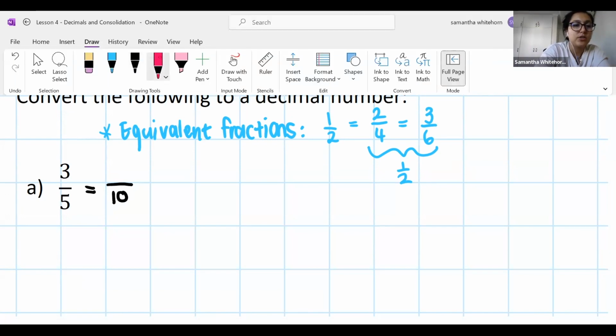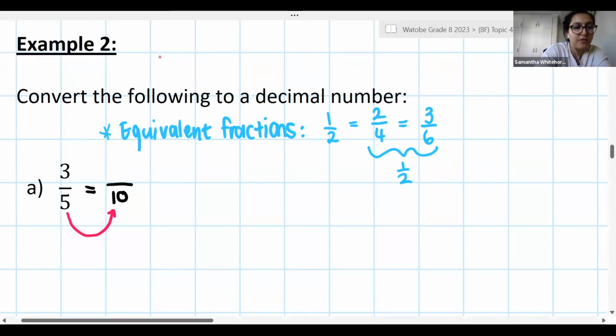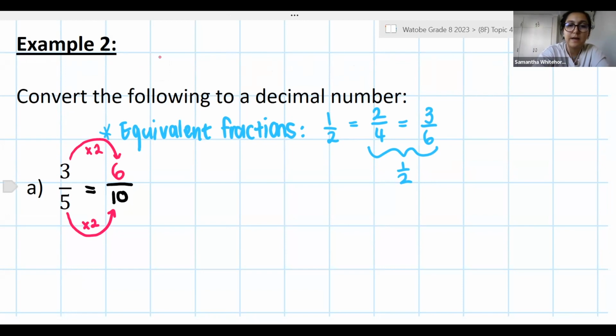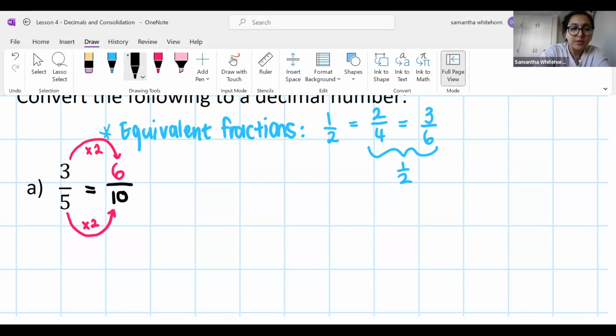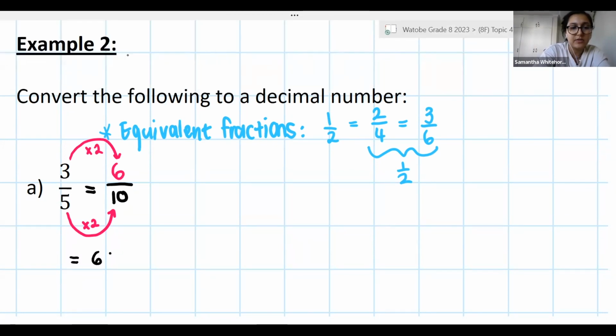And I know I can do that because if I times 5 by 2, I get a denominator of 10. Now, we know with equivalent fractions what we do to the bottom, we must do to the top. So I'm going to times 3 by 2 and get 6. And now because I've got that denominator of 10, this becomes easier. I've got 6 divided by 10.